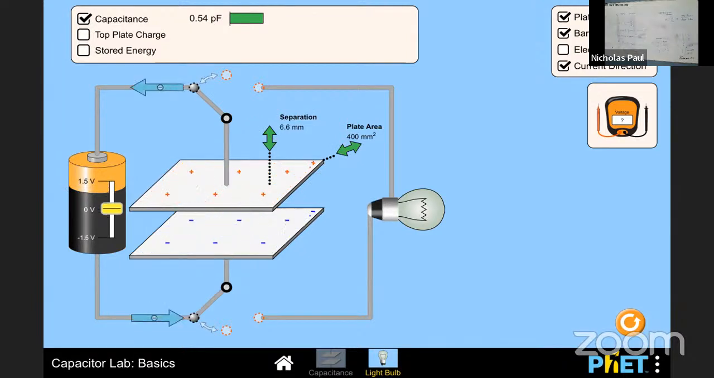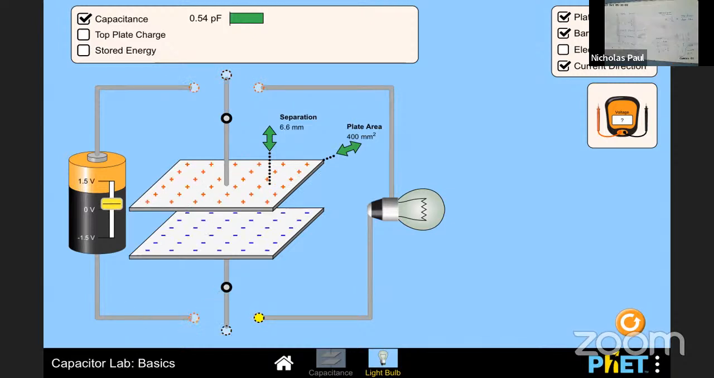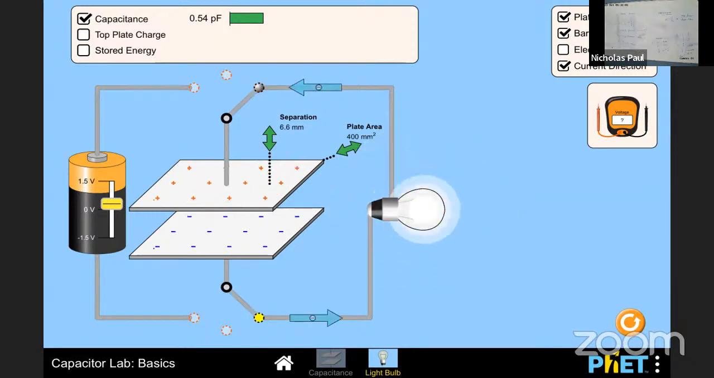When here is 0, there is nothing. If I were to break the circuit and switch it here, bulb lighting, bulb not lighting. But watch this here. If I were to build up a little charge and switch it, the bulb starts to light. Sadly, what's happening? All the charge is being used, right? All the charge is being used until the charge drops to 0.